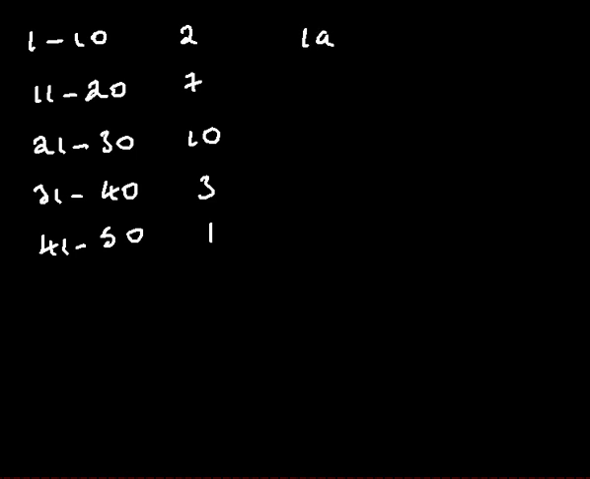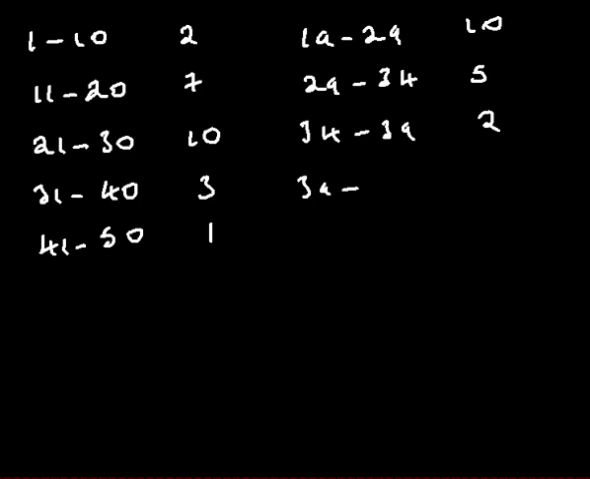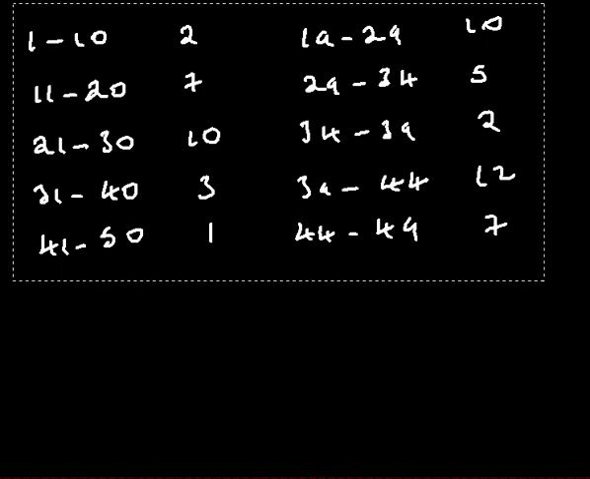Let's say we have 19 to 29, 29 to 34 with frequency 10, 5, and 34 to 39 with frequency 2, 39 to 44 with frequency 12, and 44 to 49 with frequency 7. So try to find the variance and the standard deviation for the data in that way.